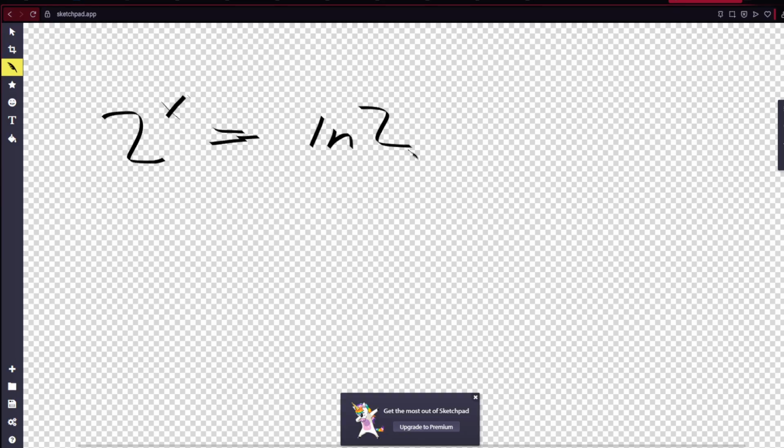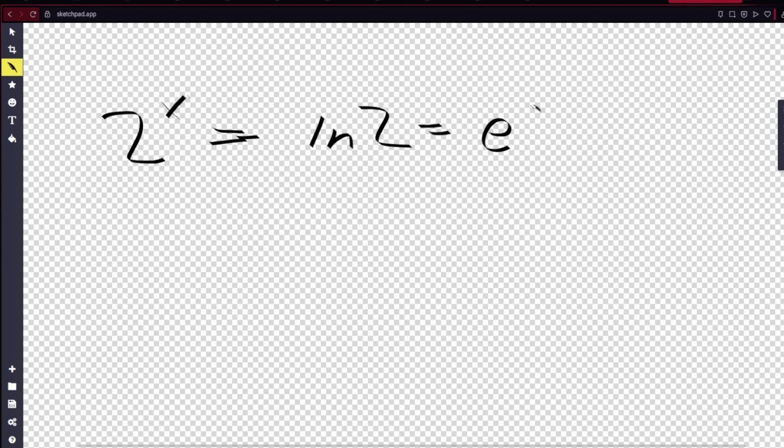I learned that when doing chemical kinetics, because one of the integrated rate laws involves ln 2, and I believe it's k over 0.693, so that's how I knew that, if you were curious. So all that means is that 2 to the k is e to the 0.693 k.